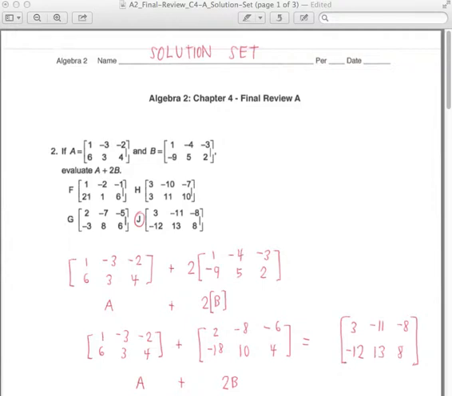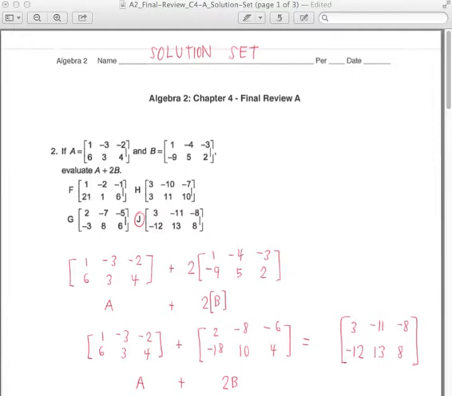Let's take a look at the final exam review problem set for Chapter 4, which dealt with matrices. We are looking at the basics of matrices in terms of the dimensions and some of the logistics that we have to understand in terms of adding and subtracting matrices, and then, of course, multiplying matrices.